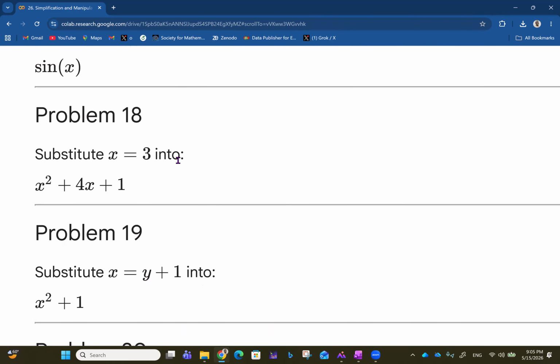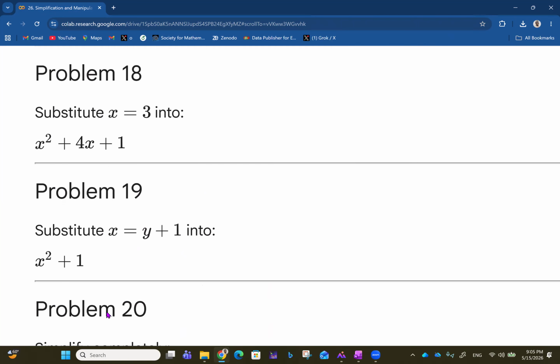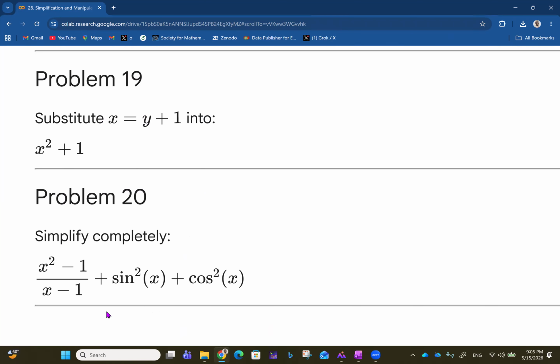Then problem 18, substitute x equals 3 into x squared plus 4x plus 1. And then substitute x equals y plus 1 into x squared plus 1. So, this will just be 3 squared plus 4 times 3 plus 1. That's 9 plus 12 plus 1. That's 22 altogether. And substitute y plus 1 for x into this. So that'll be y plus 1 squared plus 1, which we did before. Then problem 20. Okay, we did exactly the same thing. So it's more like repetition of some of those. So you can just switch things up and see how they go.